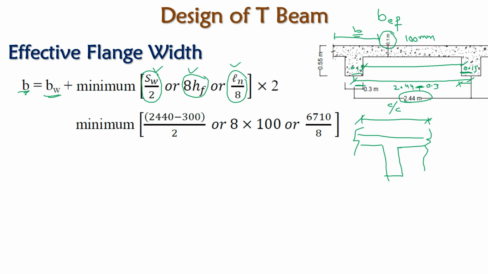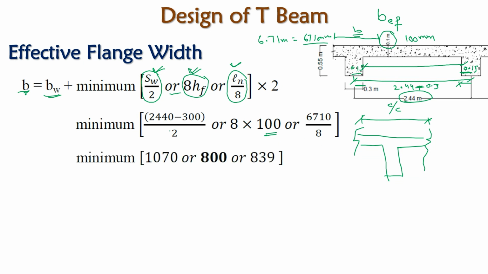2440 millimeters minus 300 millimeters, divided by 2, because we have to choose a minimum value from these three values. So this value will be 2140 by 2. This will be 8 times HF, which is 100 millimeters. And what is the span length of the beam? That is 6.71 meters, 6710 millimeters. So we will divide this by 8 and check which value is minimum. This gives us 1070, this is 800, and this is 839. So this value is the minimum value, and we have to use this value.